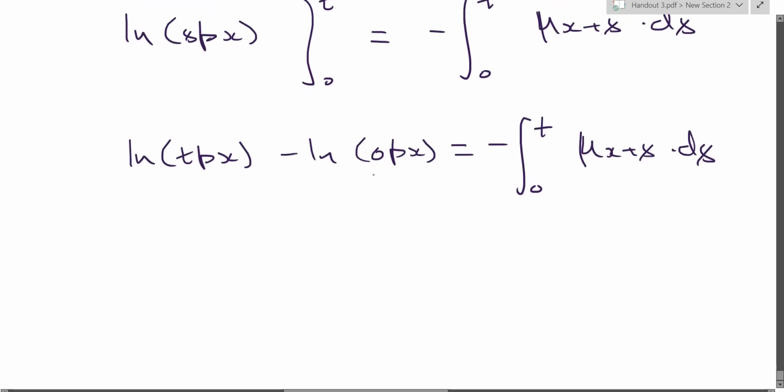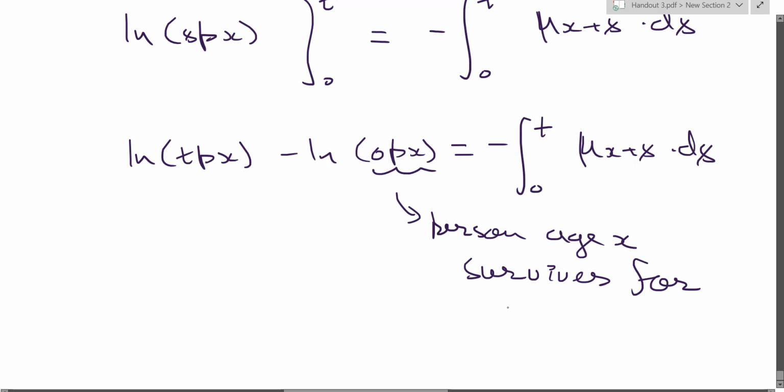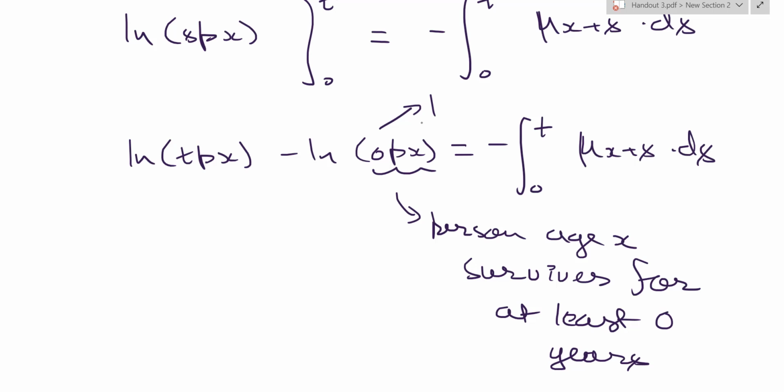Now, what is 0Px? 0Px is basically the probability that a person aged x survives for at least 0 years. So what is this equal to? This will be equal to 1, because it's a sure event for someone to survive for at least 0 years. They're alive right now. They will be alive at least right now, right? So at least 0 years, the probability is 1, right?